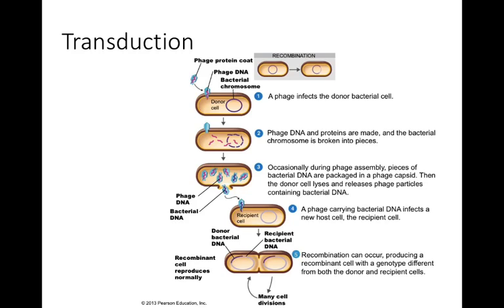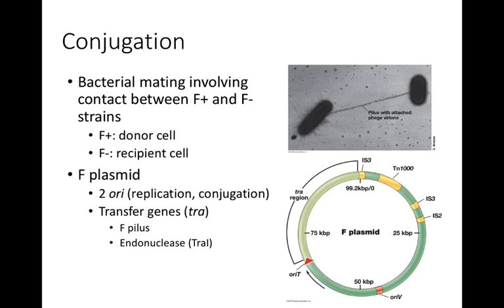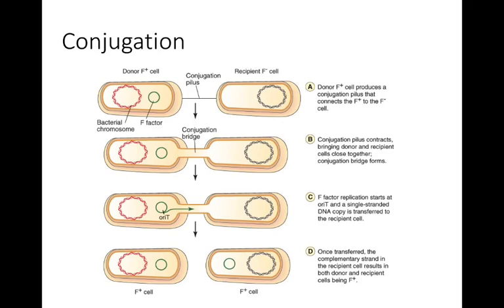Now, conjugation, for an organism to perform conjugation, what do they have to have? What are the characteristics of one of those donor or F-positive cells?